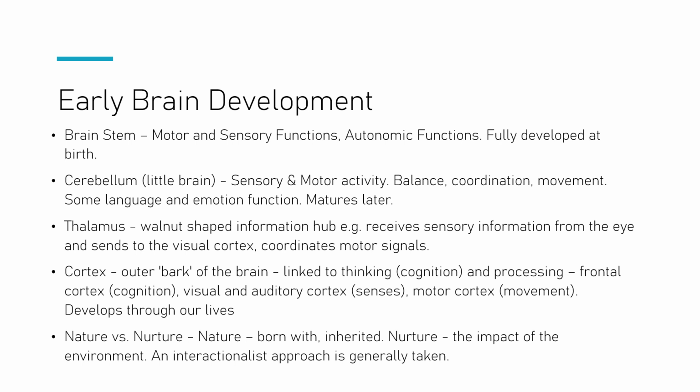So the areas of the brain that you need to know about are the brain stem. You should have an understanding that that's to do with motor and sensory functions, autonomic functions. Autonomic functions are things that you don't consciously think about: your breathing, your blinking, your heart rate, those sorts of things. And the brain stem is fully developed at birth, so it's at the top of the spine, at the base of the brain.